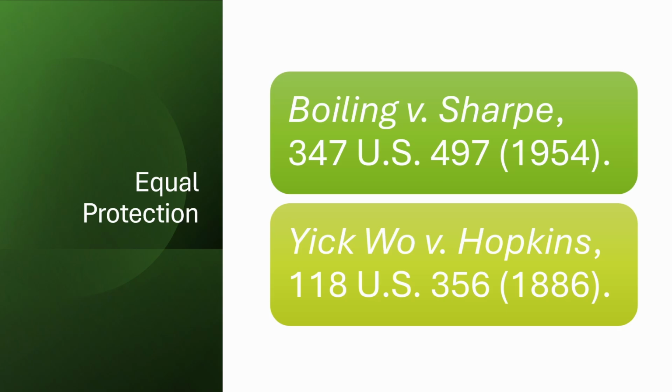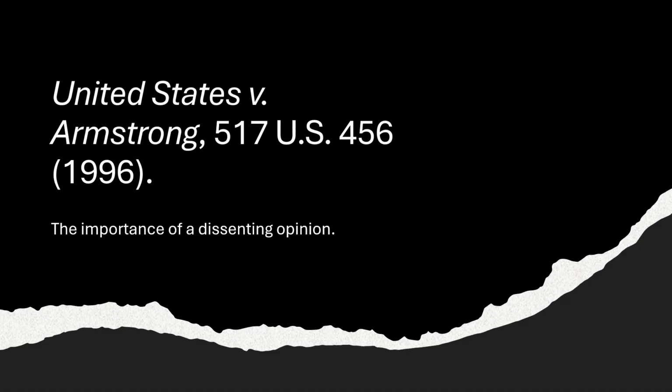Armstrong from 1996. In 1992, respondents, all African Americans, were indicted for conspiracy to distribute crack cocaine and related firearms offenses in California. The respondents claimed that they were selectively prosecuted because of their race and sought discovery to show the government ignored similarly situated non-black offenders. Their evidence included a paralegal's affidavit listing 24 prior Section 841 and 846 cases, all involving black defendants, and a study of federal crack prosecutions.